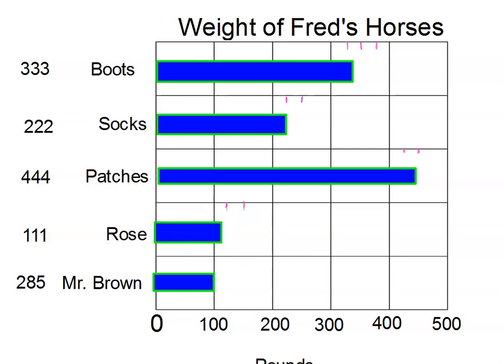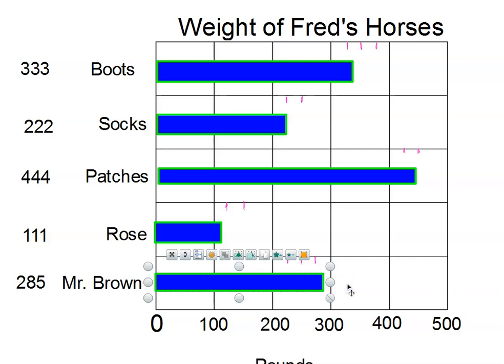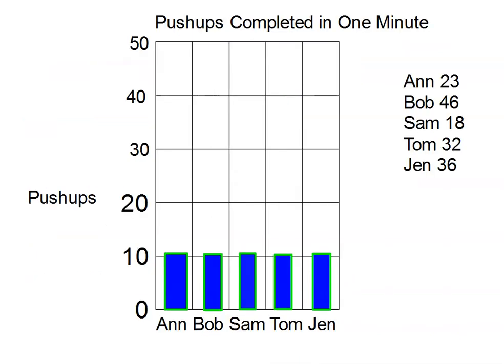And then I got Mr. Brown, 285. So we got 250, that'd be 225, 275. So I'm going to want to come past the 275, get close to the 300, yeah, somewhere in about there. Try the next one out.